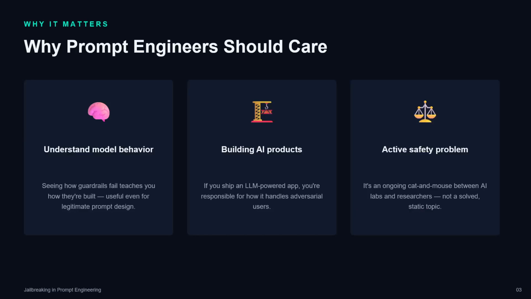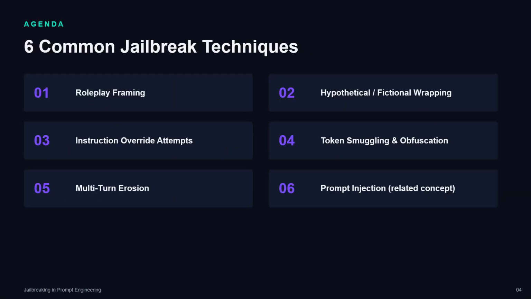Why should prompt engineers care? Understand the model behavior. See how guardrails fail, and that teaches you how they are built. It is useful even for legitimate prompt design. While building AI products, we should be cautious of jailbreaking and have proper guardrails in place. It is an active safety problem. This jailbreaking concept of breaking the AI system through prompt engineering is a cat and mouse game between AI labs and researchers. It is not solved yet, and it is an ongoing problem.